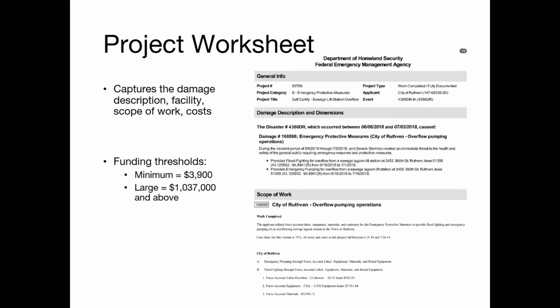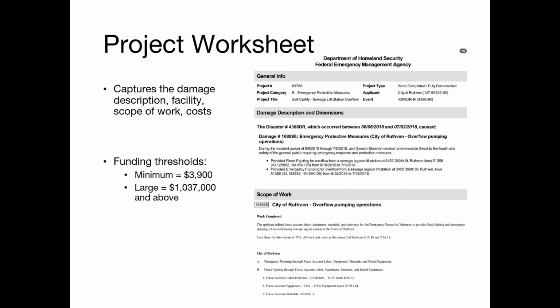The PDMG will work with you to identify sites and facilities that can be combined into one project, generally things that are organized based on categories of work and facility types. Then sites or facilities are identified that should be formulated into separate projects. A project worksheet, or PW, is created for each project. It captures the related disaster damage, facility, scope of work, and costs. Projects must meet the minimum threshold of $3,900 for eligible costs.